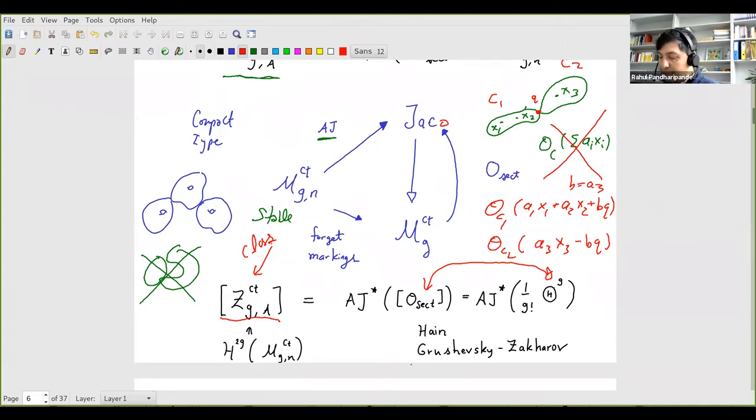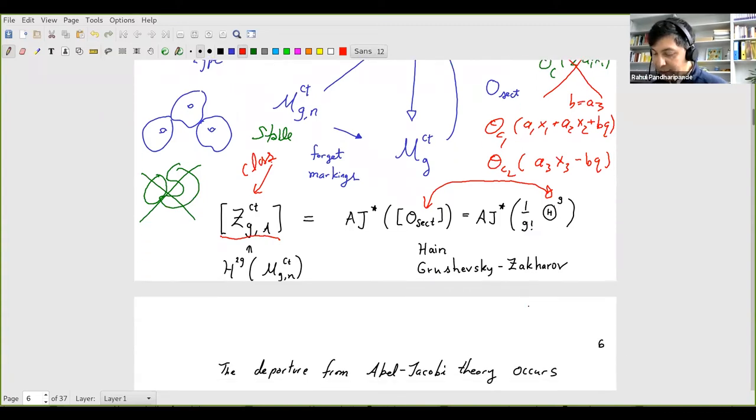And I said this formula was explained very nicely. It was first in a paper of Haynes, and it was explained in a somewhat simpler way in this paper of Sam Grushevsky and Zakharov. So it's a statement about the universal Jacobian. And I would say that this part of the theory has come a little bit away from Abel-Jacobi just because of this twist and the theta divisor, but it's still not incredibly far.